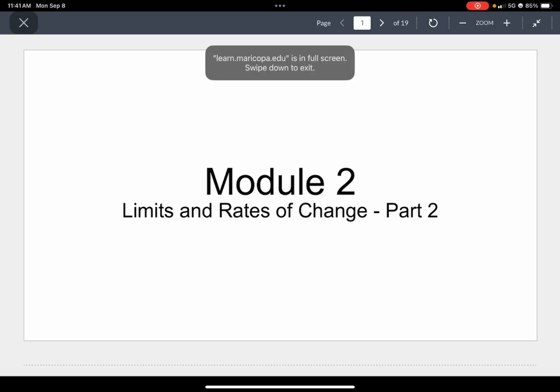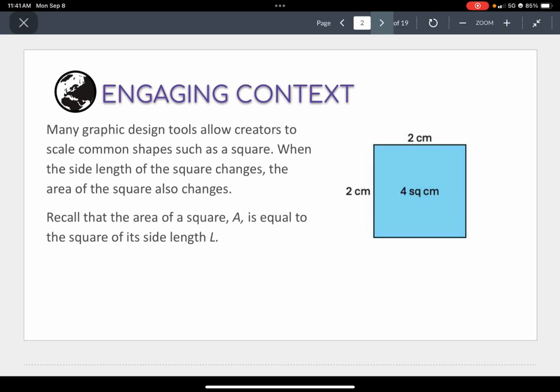Module 2, Limits and Rates of Change, Part 2. We begin with an engaging context. Many graphic design tools allow creators to scale common shapes, such as a square. When the side length of the square changes, the area of the square also changes. Recall that the area of a square A is equal to the square of its side length L.